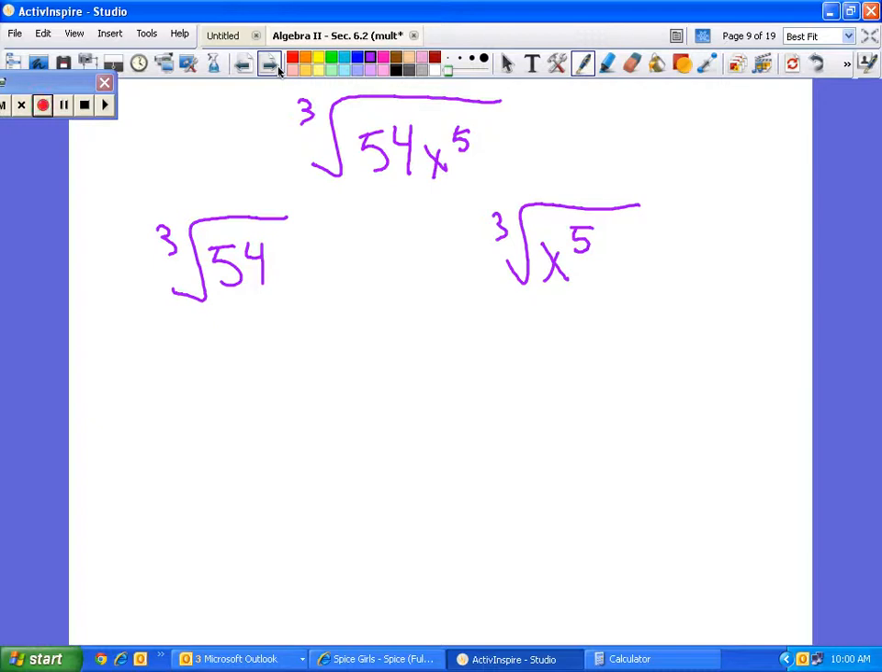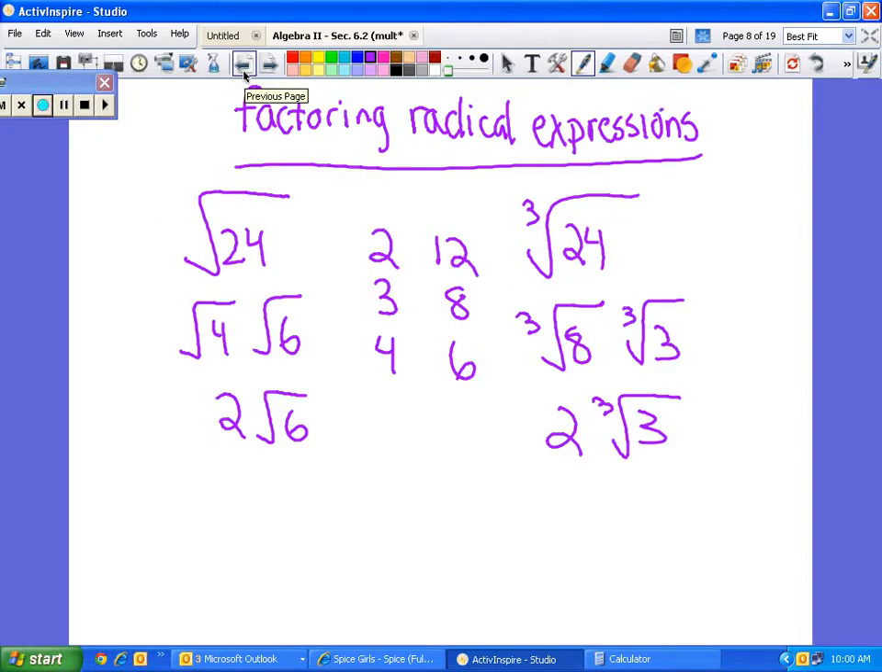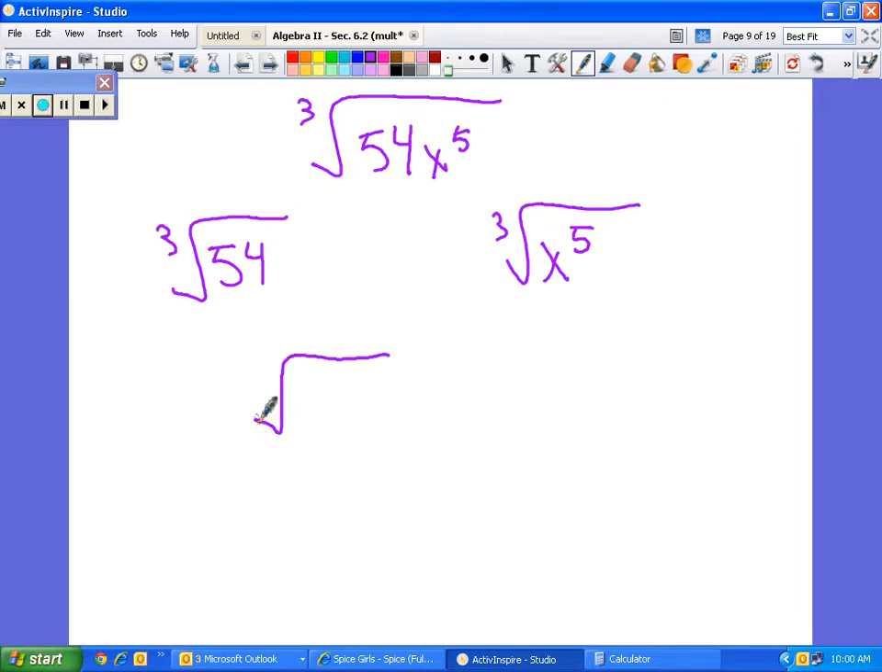And what I'm going to do is just like I did when I factored, I'm going to make two radicals. One of my radicals is going to have my perfect cubes, and the other one's going to have the leftover. So what I mean by that is I'm going to make two radical signs. Again, this one is going to have my perfect cubes in it. This one is going to have my leftovers. Okay, anybody questions so far? Setting up the problem.